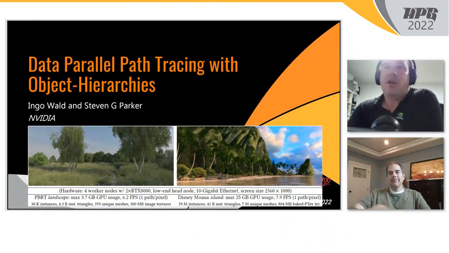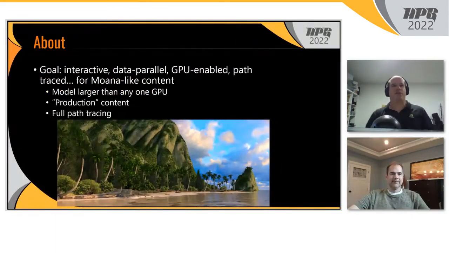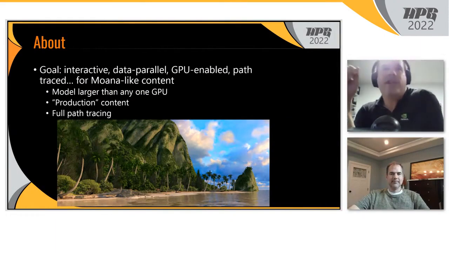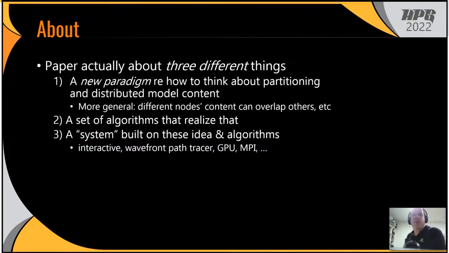together with Steve Parker. So in this talk, I'll be talking about interactive data parallel and GPU enabled path tracing for Moana-like content. So what we're particularly interested in is models that are larger than any one GPU, in particular models like Moana. So production content with lots of instances, with lots of shading data and so on. And in particular also for full path tracing, so not sideways like rendering, but real full honest to God path tracing. So if you read the paper is actually online on arXiv already.